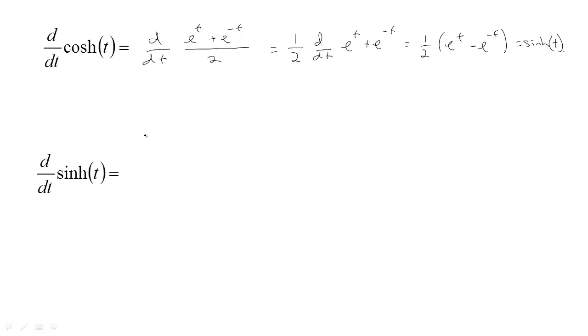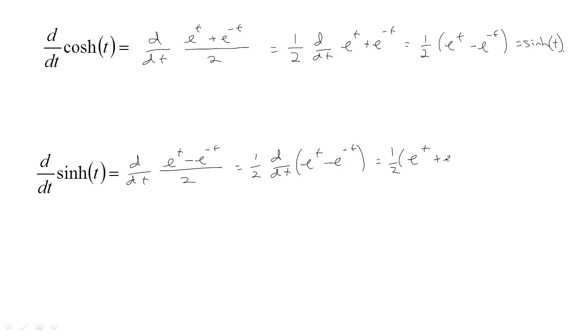So the derivative of the cosine is the sine, and the derivative of the sine, if we take the derivative of e to the t minus e to the minus t over 2, same procedure here. We take the derivative of e to the t, we get e to the t again, and we take the derivative of negative e to the negative t, and we get plus e to the negative t, which is back to the hyperbolic cosine, or the cosine. So the derivative of the cosine is the sine, the derivative of the sine is the cosine.